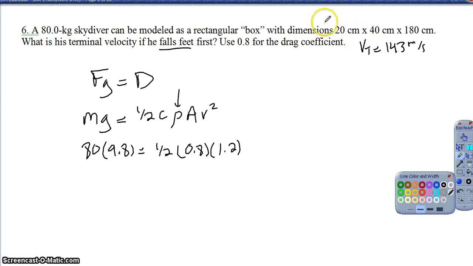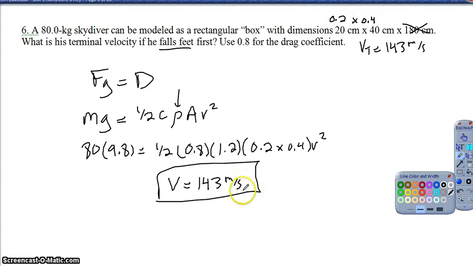The only thing I have to think about here with the area is if he's falling feet first, we're taking the two smaller dimensions, right? Because this would be his height. But we're not using his height, we're actually using just his width and his depth, if you will. So 0.2 meters by 0.4 meters, in standard units. So the area would be 0.2 by 0.4. And then the only variable I have left is my velocity, which is squared. So at this point, it's just setting this up and solving, and as I solve for velocity, that's where I got my 143 meters per second. So the terminal velocity as he's falling feet first would be 143 meters per second.